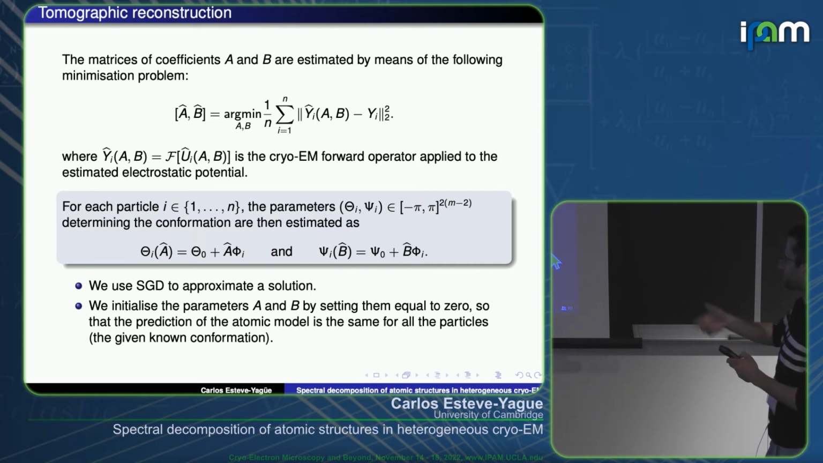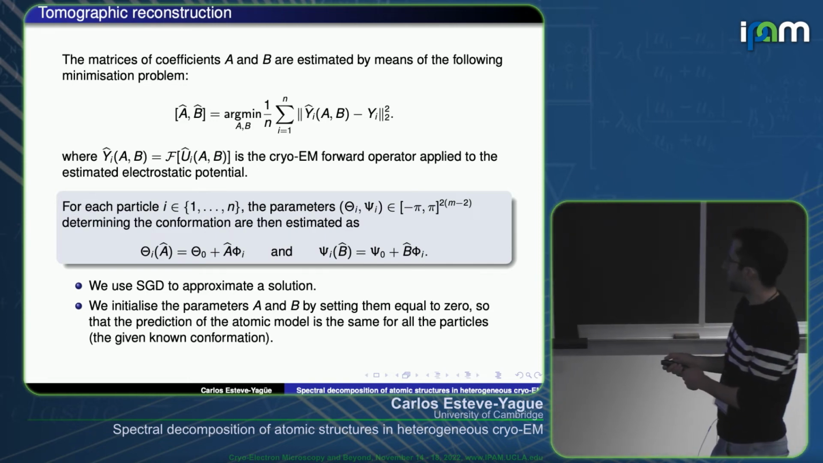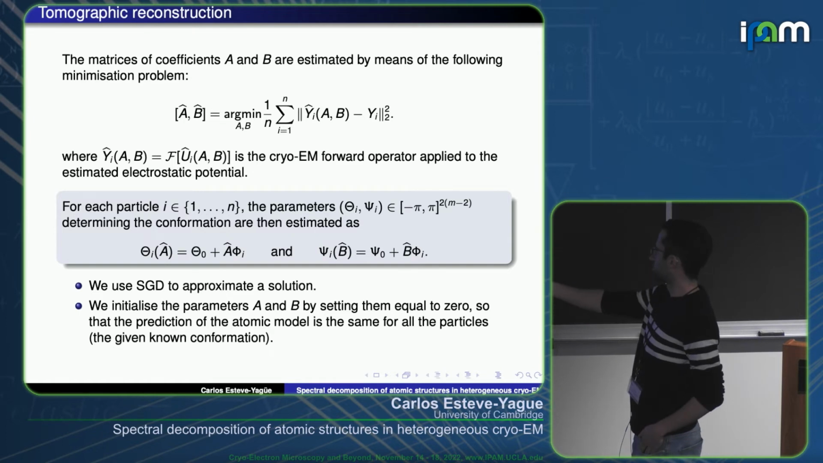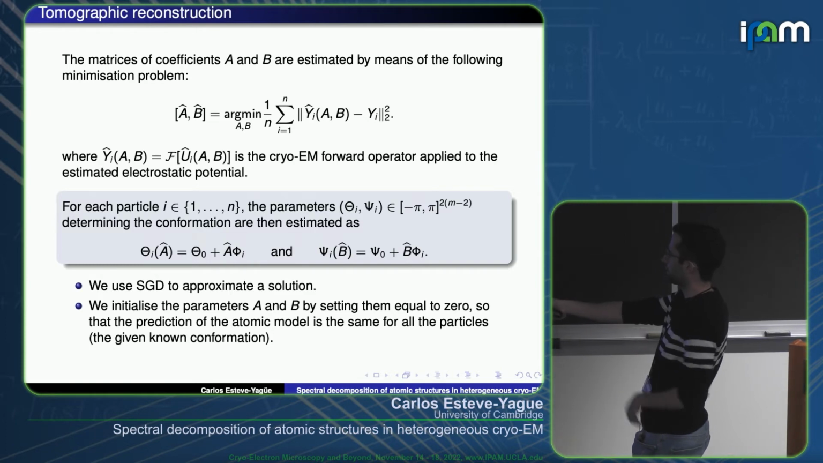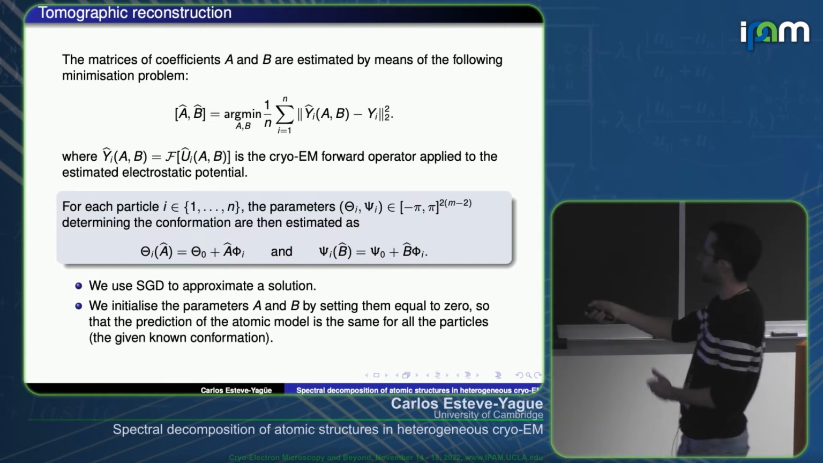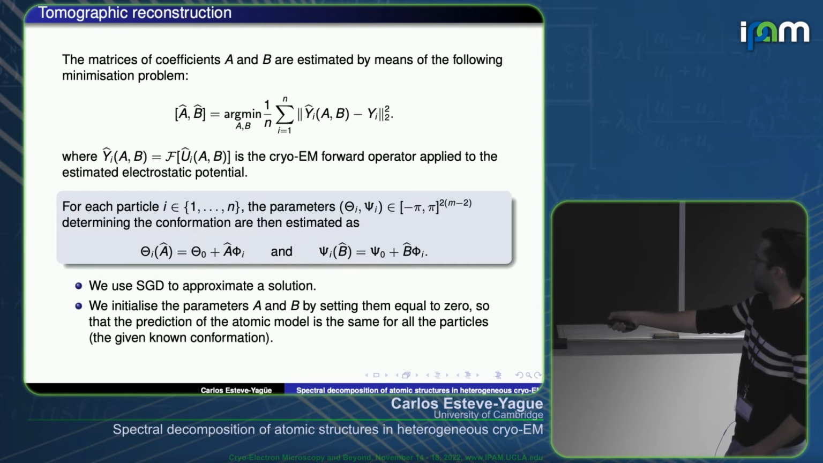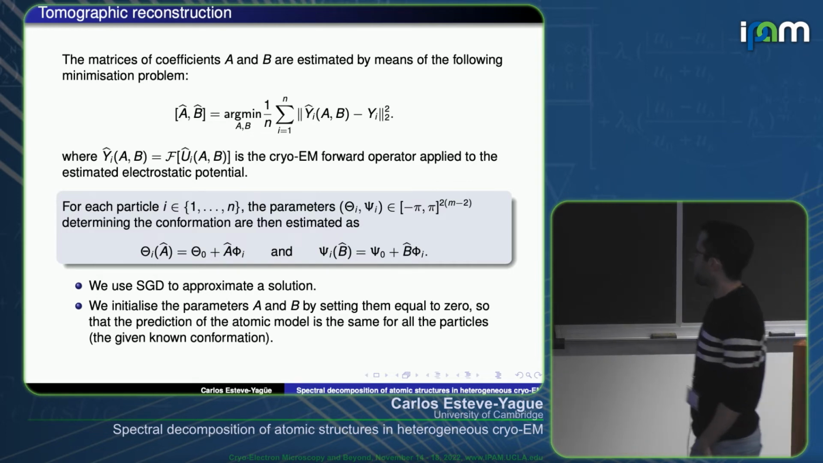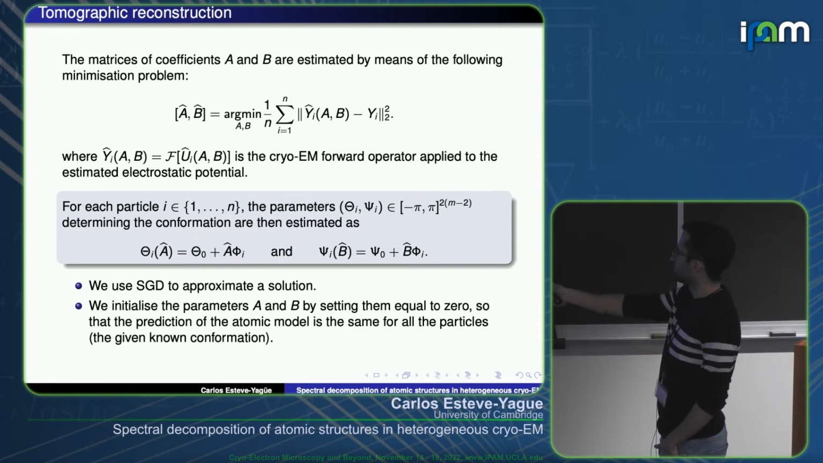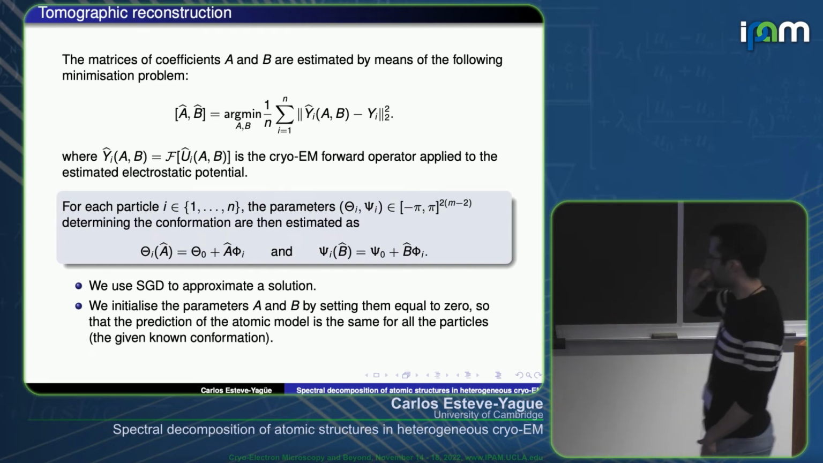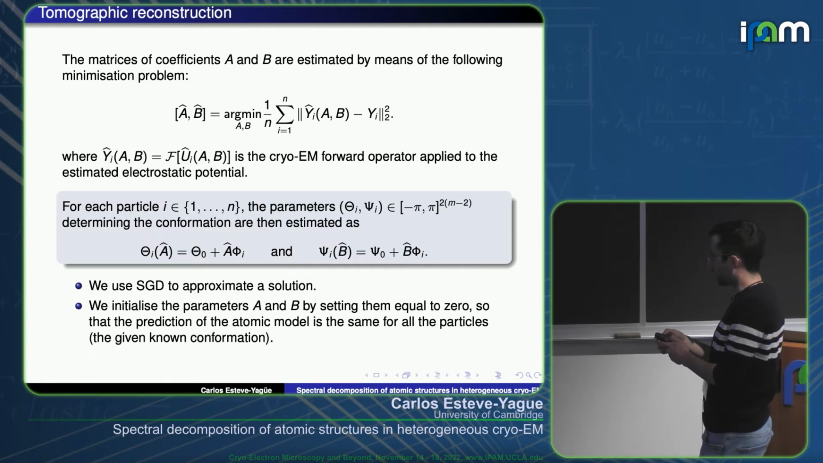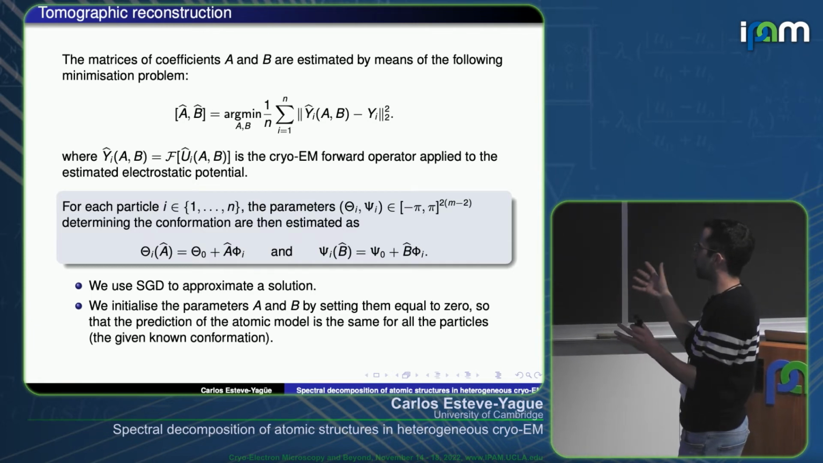And then you apply this stochastic gradient descent, and then you are going to modify these Euler angles for each particle according to the data set. And you only have to optimize over these parameters, which are relatively small matrices. So we implement stochastic gradient descent with initialization A and B equal to 0, because we want, as the initial guess, all the particles to be the same conformation, and then we want to deform it.